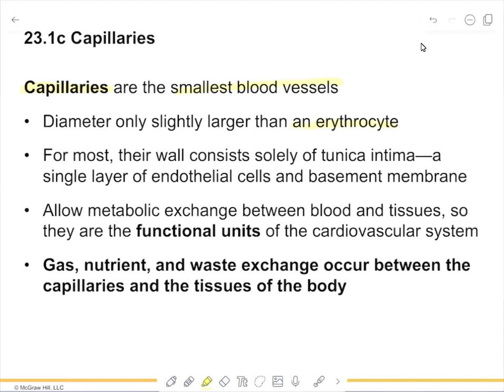For most of them, the wall consists of solely a tunica intima, which again is that single layer of endothelial cells. The function that happens in the capillary is that they are referred to as the functional units of the cardiovascular system, because this is where there is exchange between the blood and the tissues, whether it's the systemic capillaries or whether it's the pulmonary capillaries. There's going to be some exchange between the blood and tissues. So gas, nutrients, and waste exchange occur between the capillaries and the tissues of the body.